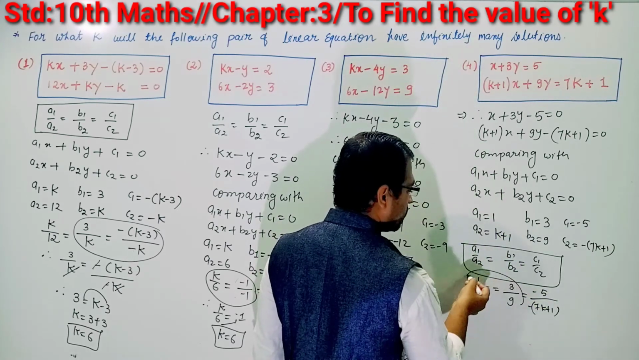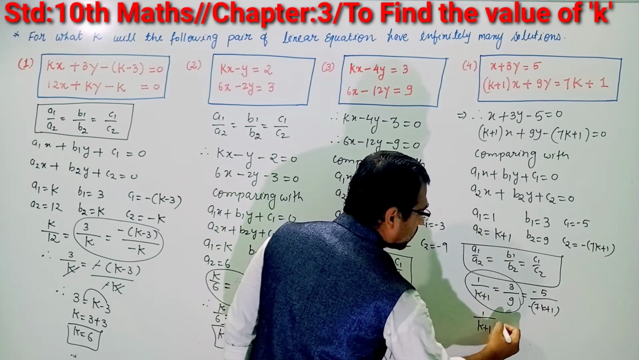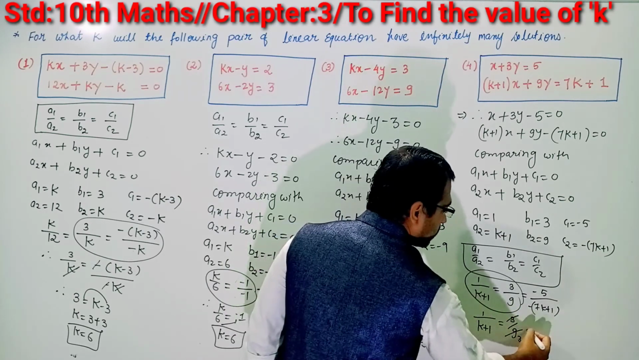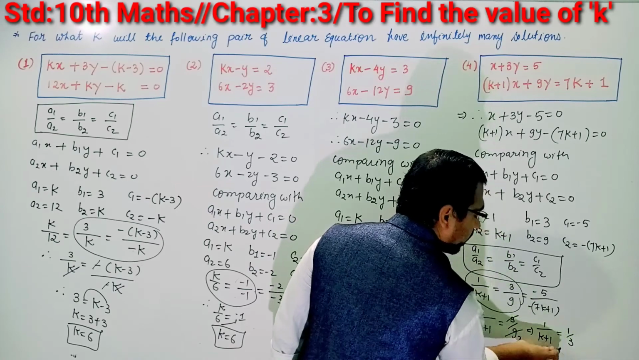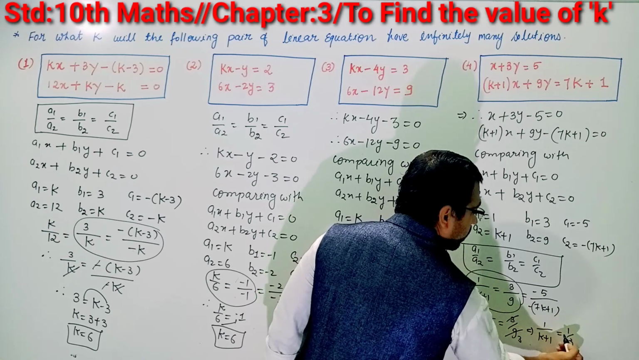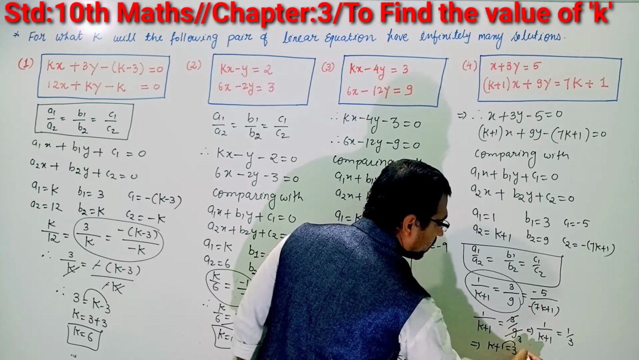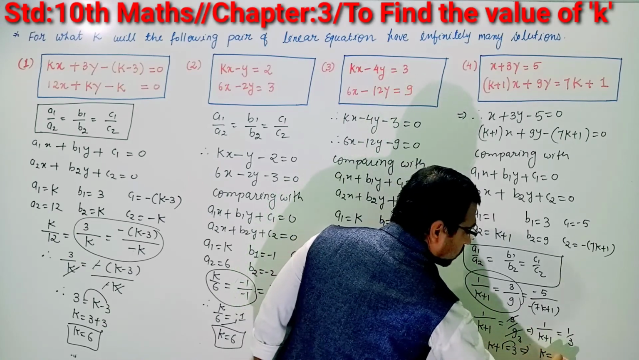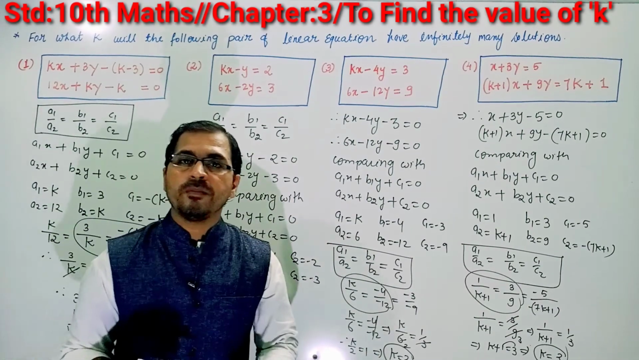Okay students, we can compare these two ratios. So what we are getting? 1 by k plus 1, 3 by 9. So 9 will be cancelled by 3, so we are getting 3. So finally we are getting 1 upon k plus 1 is equal to 1 by 3. Okay, so we can convert these: 1 by k plus 1 and 1 by 3. So ultimately k plus 1 is equal to 3, which implies k is equal to 3 minus 1. So what we are getting? 2. Okay friends, here we have completed today's video lesson.